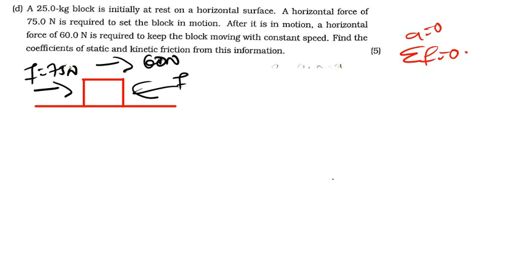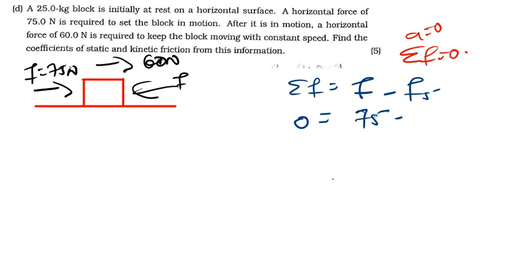Static friction meaning an object is not moving. Therefore, the summation of the forces gives the applied force minus the static friction. Since it's not moving, the net force is 0. The applied force is 75 minus the static friction, which is given by mu s times the normal force. Another force that is applying here is the weight force, which is mg, and the normal force acting perpendicular to the surface.